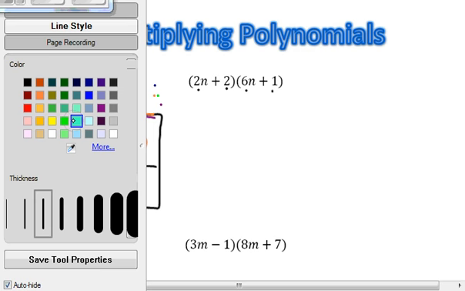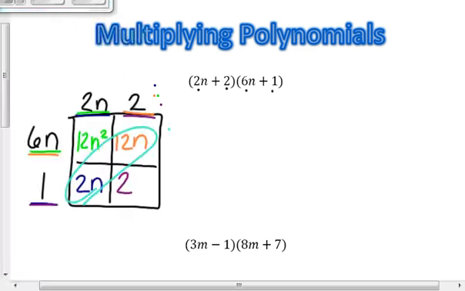And then we circle our like terms, which are 2n and 12n. And then we just list them out. We have 12n squared, 12n and 2n are alike, and you get 14n. And then add 2 to the end. Either way, you get the same answer.